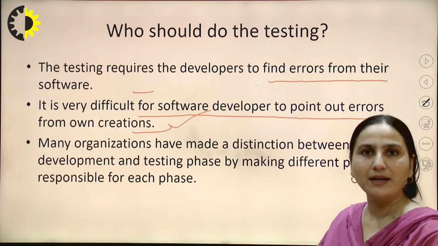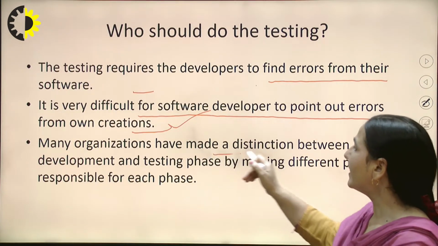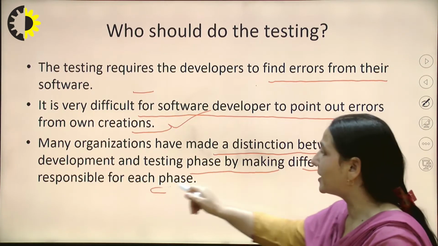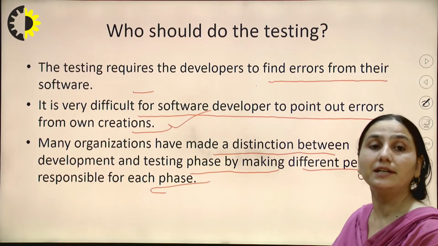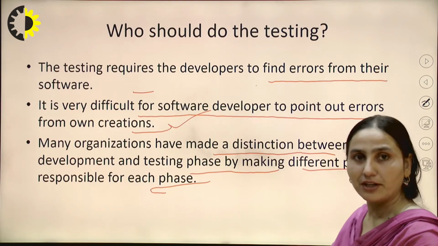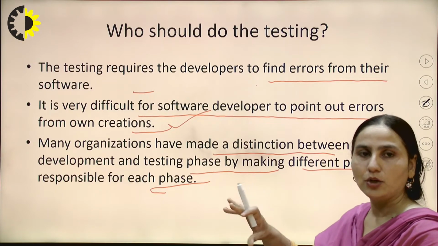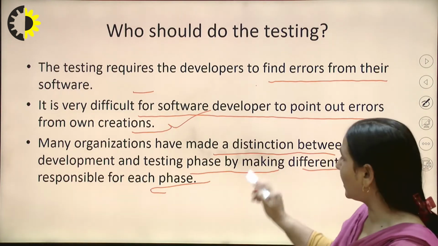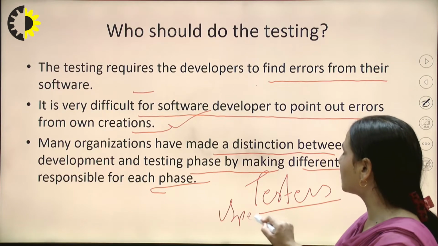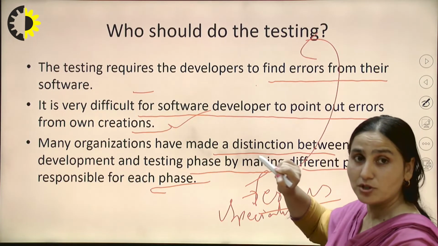They will not be able to find any errors in the code which they have written. So many organizations have made a distinction between the development and the testing phase by making different people responsible for each phase. It is not the developer who is going to test a particular software, because if they test software which they themselves developed, it's very difficult for them to find errors in that code. So there is a separate team of testers who perform testing. They are specialists in the task of testing, and they are the people who are going to perform this testing. That is the most important thing.